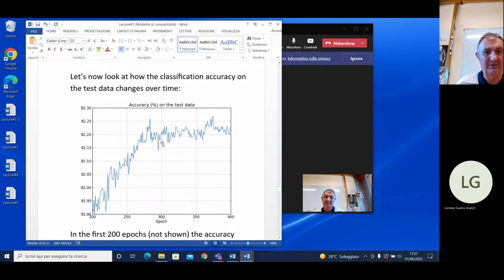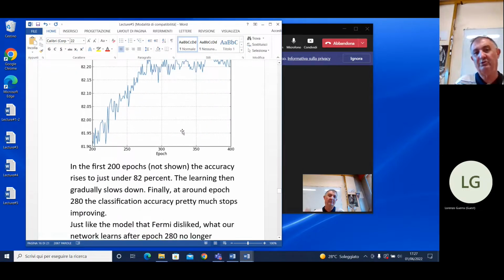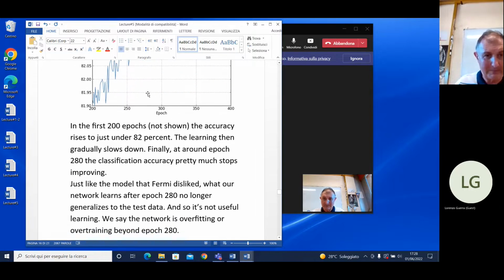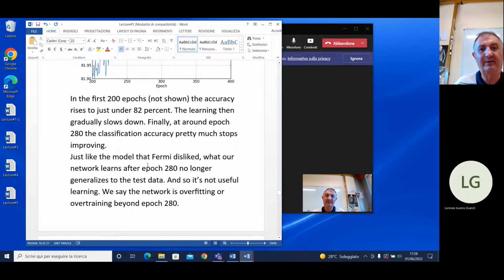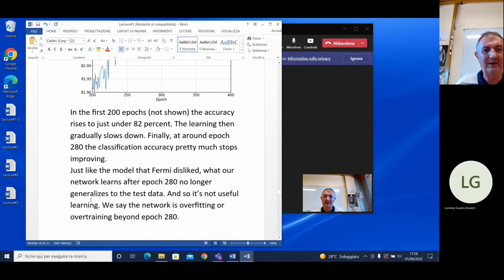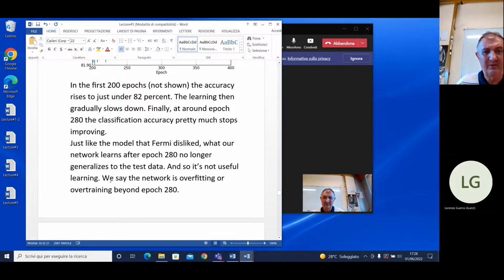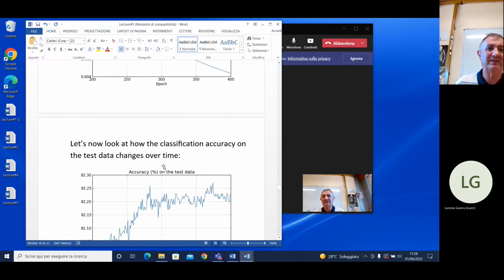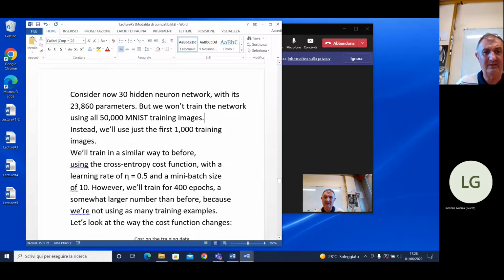So we have a natural stop of the learning process. We should verify such events and register them. Just like the model that Fermi disliked, what our network learns after epoch 280 no longer generalizes to the test data, and so it's not useful learning. We say the network is overfitting or overtraining beyond epoch 280.